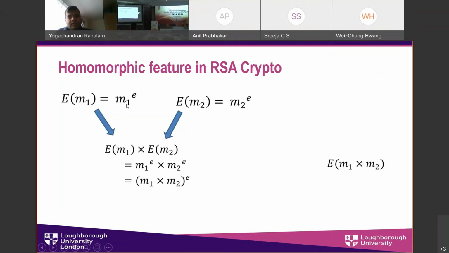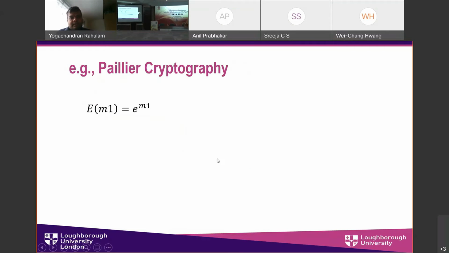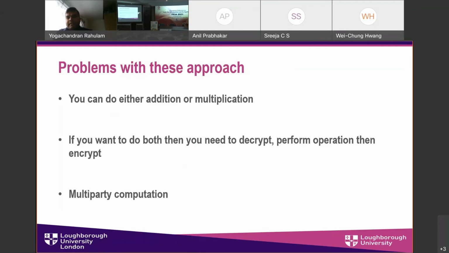All we need to do is multiply these two encrypted numbers. If you multiply these encrypted numbers, essentially what we get is the encryption of M1 times M2, correct? So we can decrypt this, and if you decrypt it, it will give M1 times M2. Whoever does this multiplication doesn't need to know what M1 and M2 are, right? As long as they multiply the ciphertexts, you will get it. The problem with RSA is that you can do only multiplication in the encrypted domain.